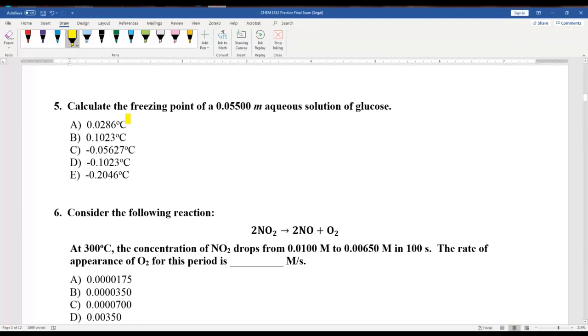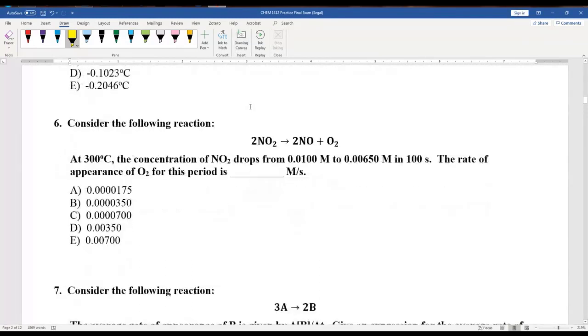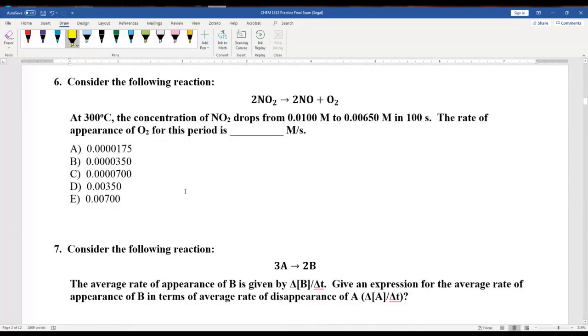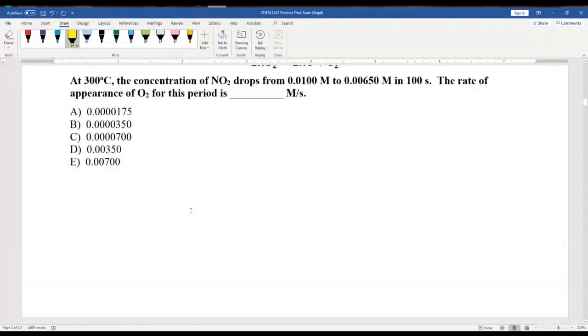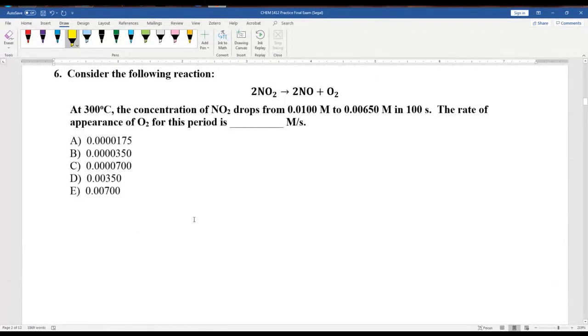If we skip to number 6, this is a rate problem. It says, consider the following reaction. At 300 degrees Celsius, the concentration of NO2 drops from 0.01 molar to 0.00650 molar in 100 seconds. The rate of appearance of O2 for this is what? This problem really requires you to know a few definitions, and this is one of the trickiest things about the rate stuff. Most times, students tend to have a lack of precision with their language, and it causes them to get confused with these types of problems.